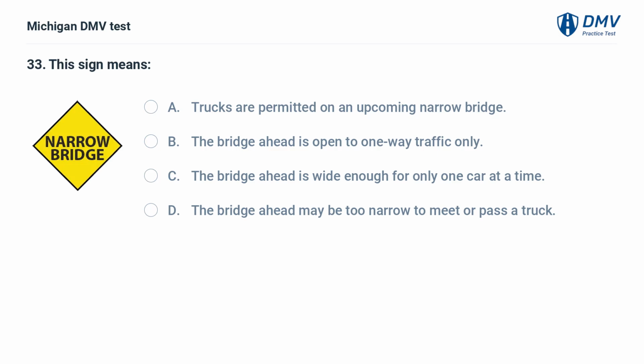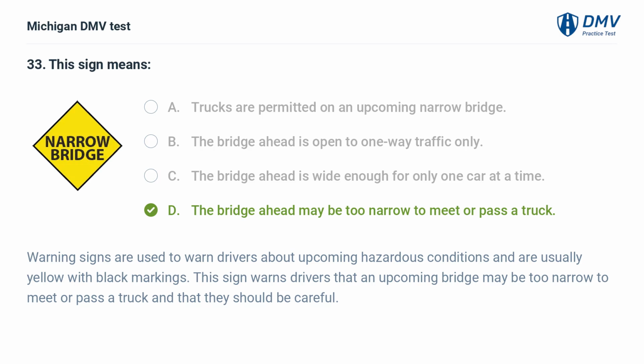Do not make eye contact and do not make obscene gestures. This sign means A. Trucks are permitted on an upcoming narrow bridge. B. The bridge ahead is open to one-way traffic only. C. The bridge ahead is wide enough for only one car at a time. D. The bridge ahead may be too narrow to meet or pass a truck.